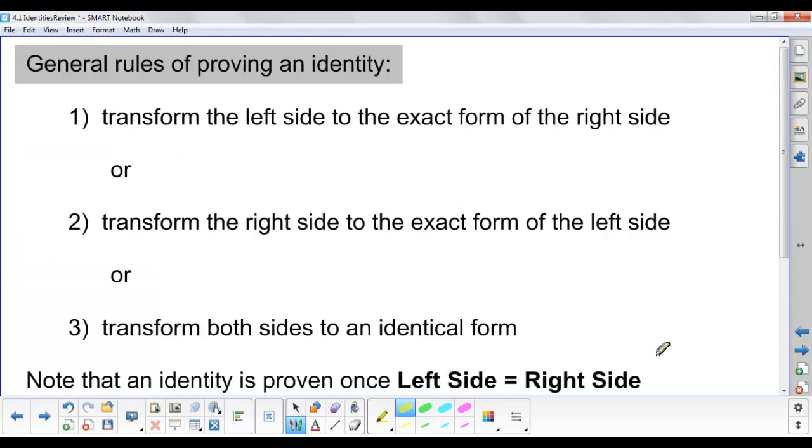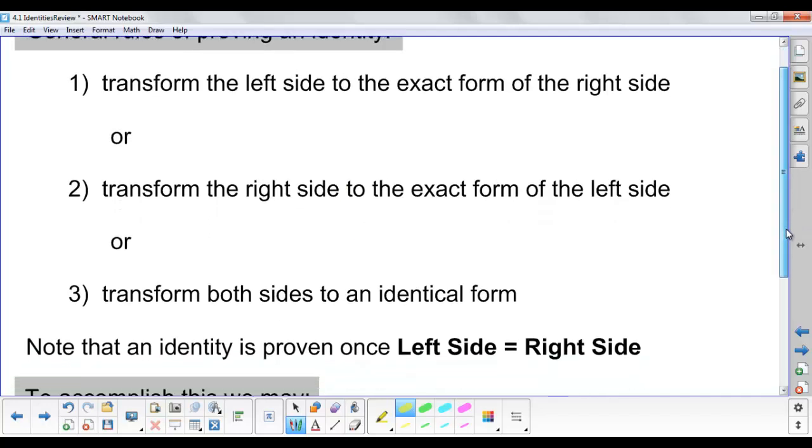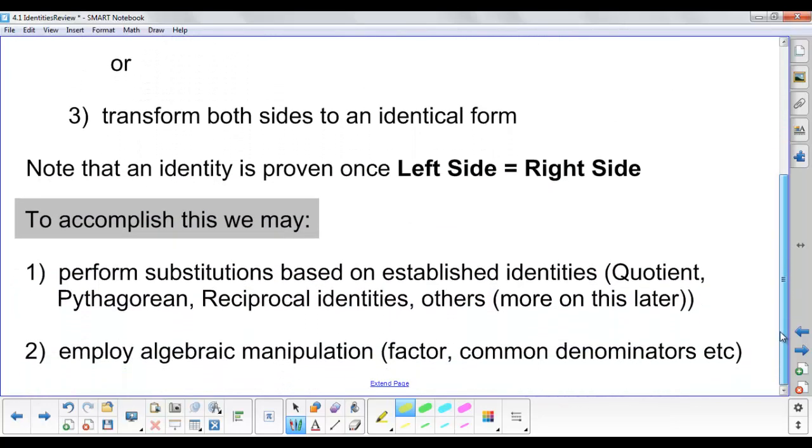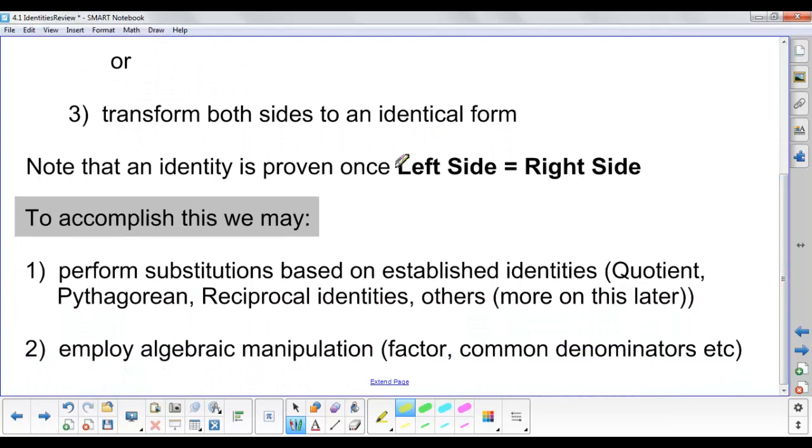When you are proving an identity, you can work with just the left side so that it ends up looking like the right side, or you can work on the right side so that it matches the left side, or you can work with both sides until both sides equal each other. Basically, your end goal is left side equals right side.